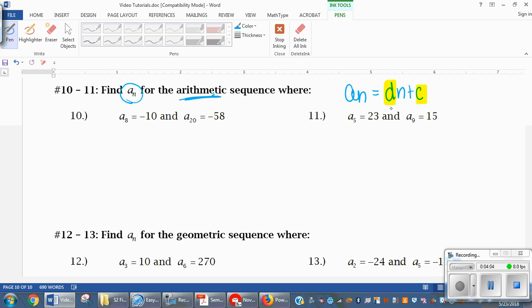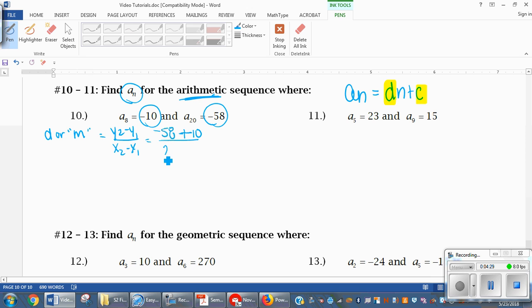Okay, so to find d, or remember d is the same as m, you're using your slope formula. You're just finding y2 minus y1 over x2 minus x1. Okay, your y values are the bigger numbers, so negative 58 minus a negative 10, remember those are both going to become positive, all over 20 minus 8. So in the top I have negative 48, in the bottom I have 12, which reduces to negative 4. That's D.